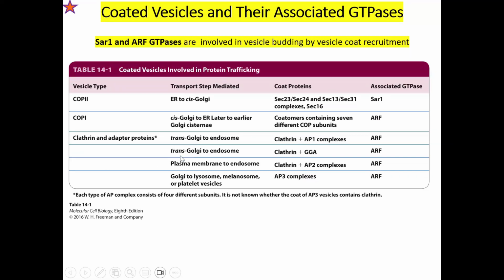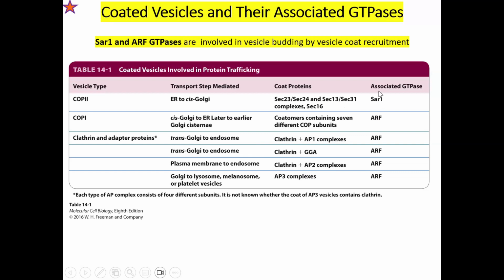And these are the steps from where they are going. COP2 goes from ER to cis Golgi, anterograde transport. COP1 goes from cis Golgi to the ER, which is a retrograde, backward transport. And Clathrin is everything else: trans-Golgi to endosome, plasma membrane to endosome, Golgi to lysosome, melanosome, platelet vesicles. So these are all different areas that it can go. And of course, anything coming into the cell from the plasma membrane will always be Clathrin.